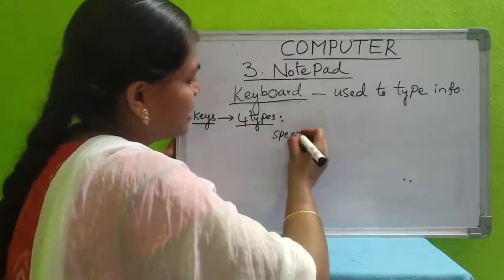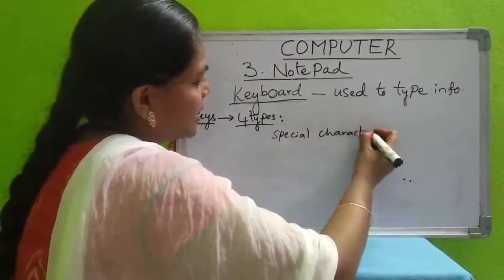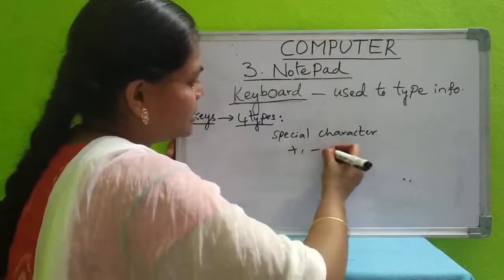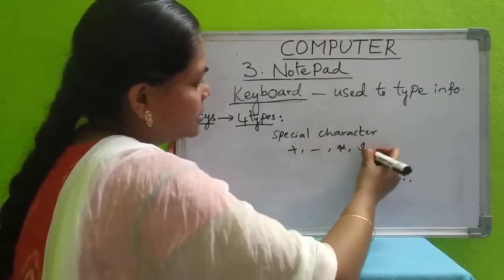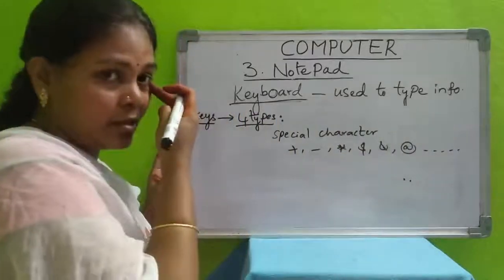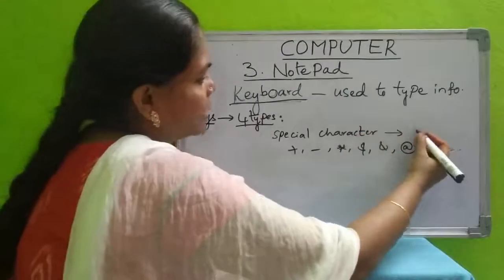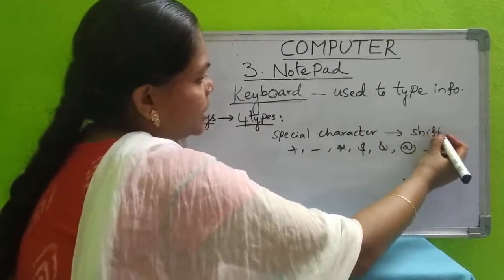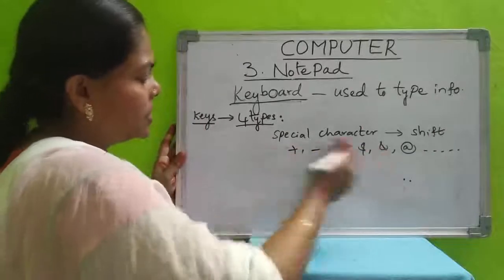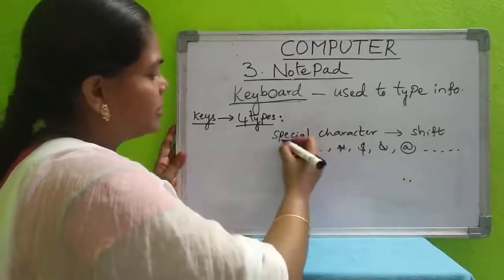Special characters we can type. What are the special characters? So we have plus, minus, star symbol, dollar symbol, ampersand symbol, at the rate of. So all these are special characters. What is the key we use to type special character? Shift key. Using shift and this symbol key, we will type the special character.